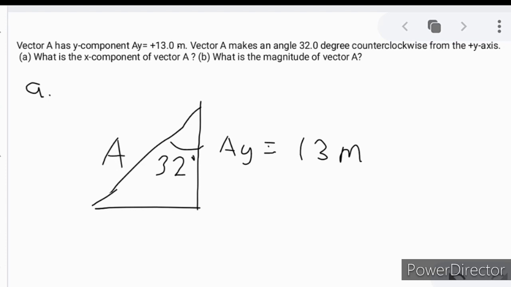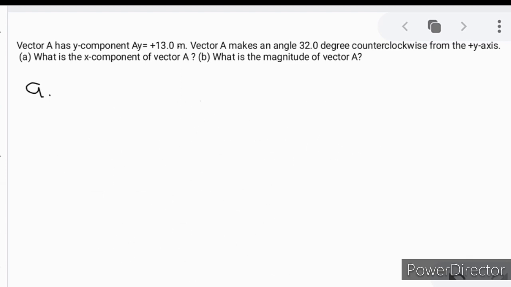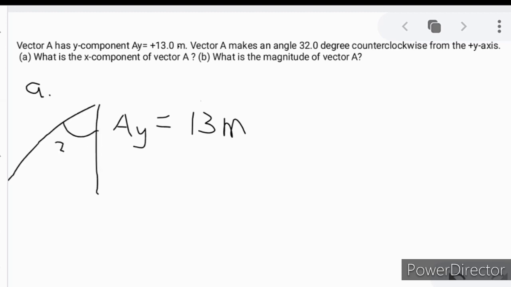Here is the vector A, and there is another component which is A sub x, or the x component. What are we looking for? We are looking for the x component of the vector A. In order for us to do that, let us transfer the illustration to the left side for us to have a computation. So again, let's erase everything, then we're going to transfer it again to this side. Okay, let us draw it again.